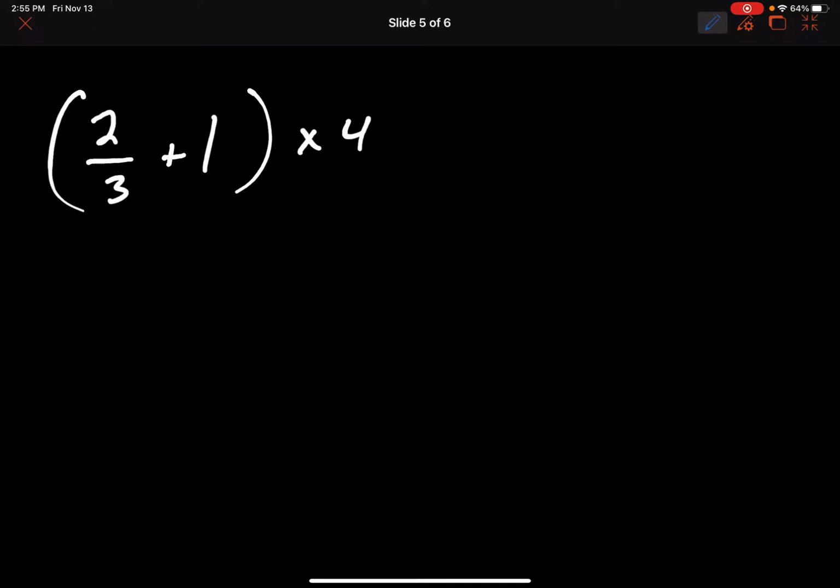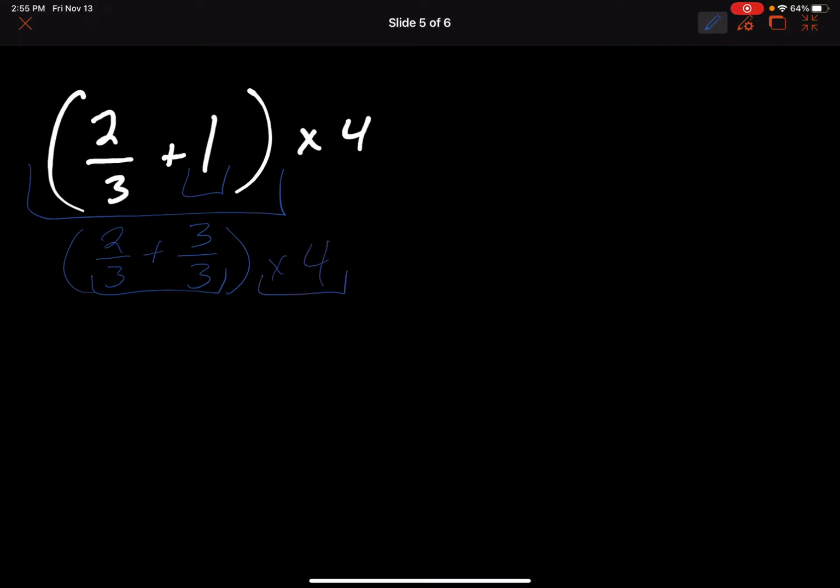Okay, so when we have fractions, the order is still the same. So we start with the brackets first. So do we remember how to do this? This is 2/3, and we need to change this into a fraction, right? And 3 over 3 equals 1. So we have those common denominators, and then we'll multiply by 4 after. So now let's add this. So I have 5 over 3 times 4, and then I can multiply those. So that would be 20 over 3, and then we're going to reduce this to smaller terms. So that would be 6, because that gives me 18, so that gives me 2 left over. So that would be 6 2/3.